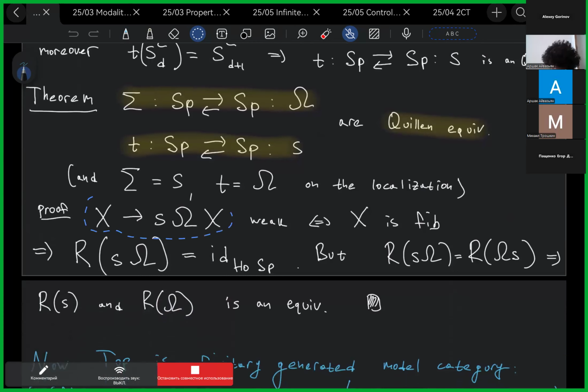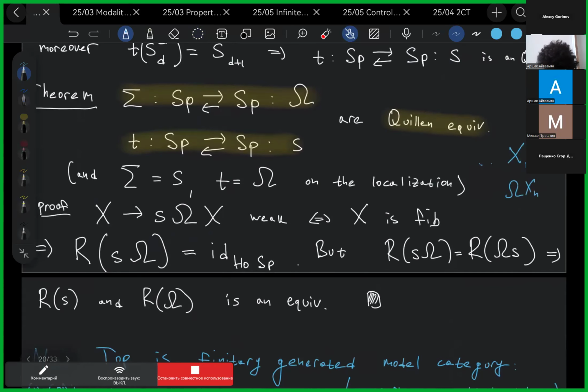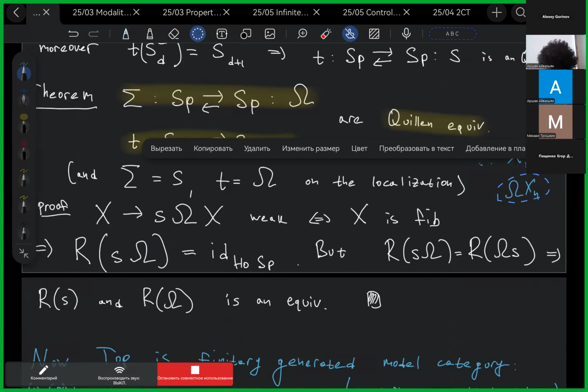Consider the canonical maps. I should maybe remind what this map is, just from the definition of omega spectra. When we have a sequential spectrum, we take omega object-wise, and then we do the shift to the left, sorry, to the right.